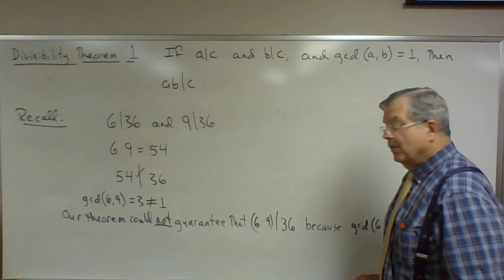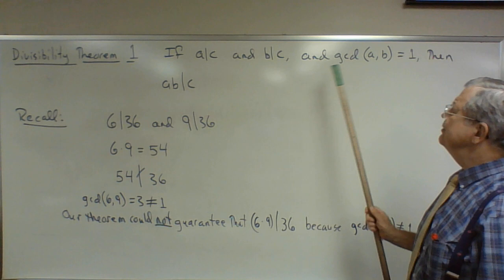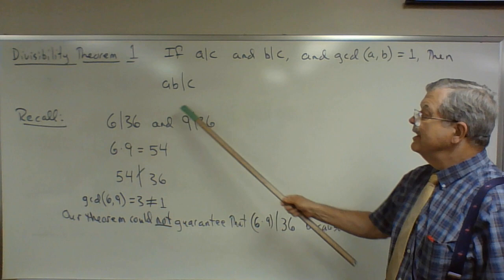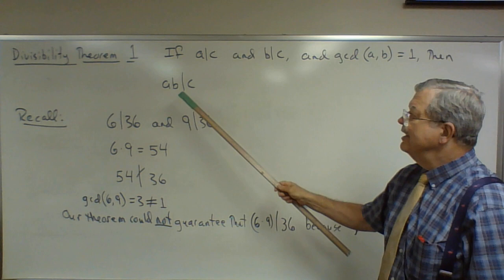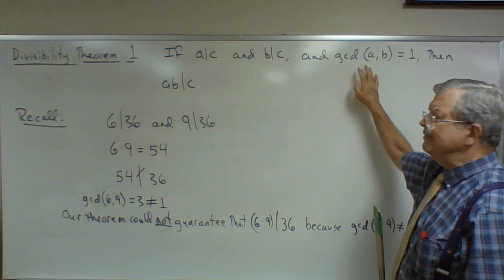Now, was it an absolutely surefire thing that this product would not divide 36? No, because this theorem just didn't apply one way or another. Since this part was not satisfied, the theorem didn't tell us that AB would be a divisor of C, and it didn't tell us AB would not be a divisor of C. Since this hypothesis was not satisfied, this theorem just told us nothing.